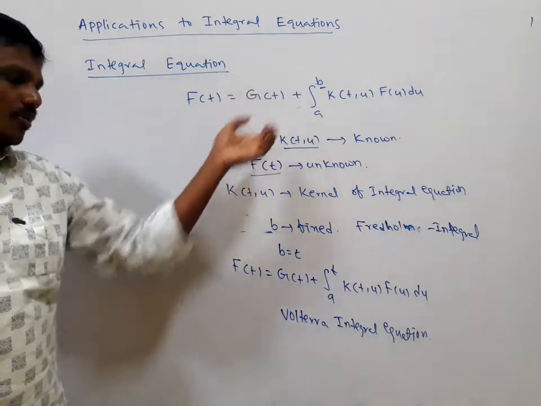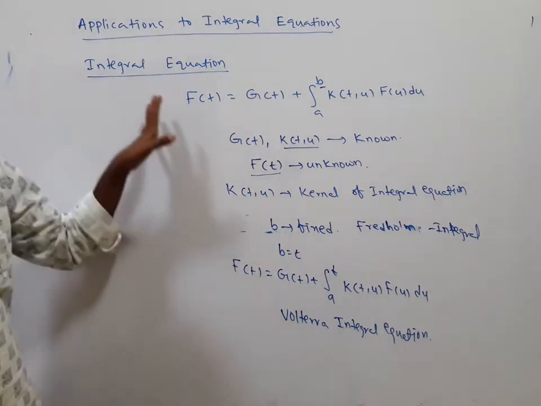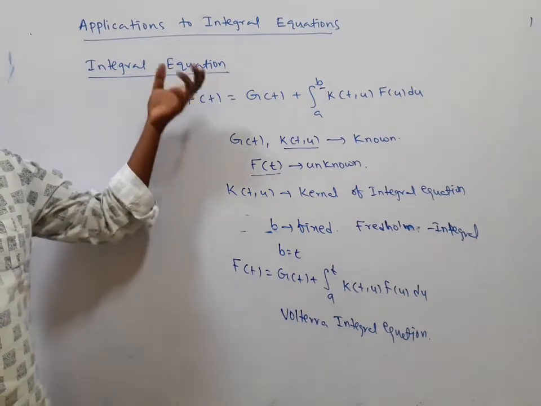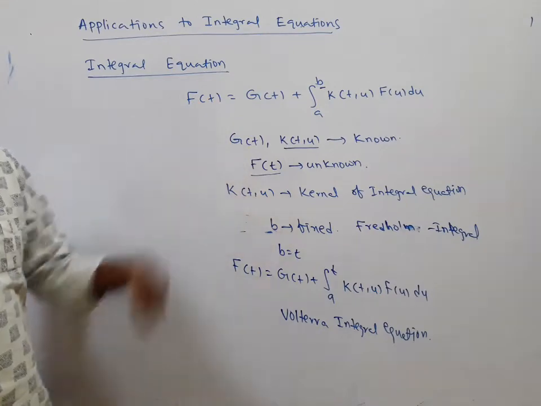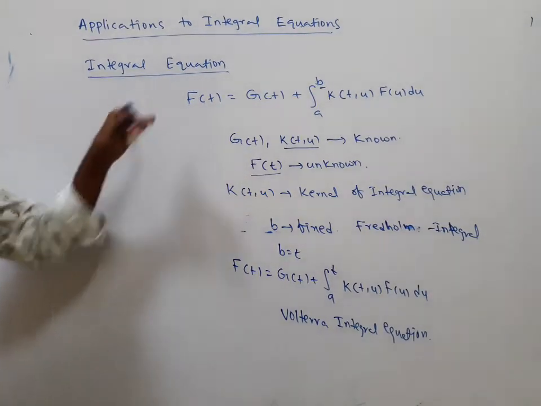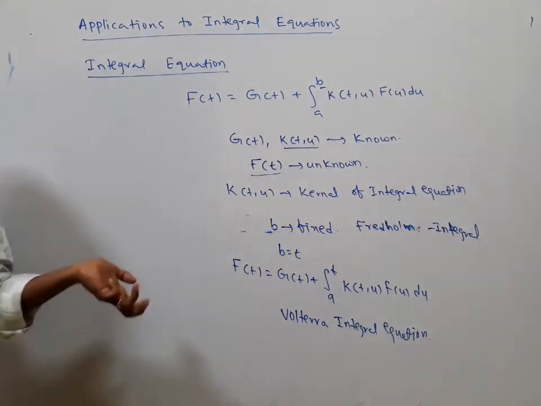The upper limit, or upper bound, is a variable, so we say that it is a Volterra integral equation. This is the introduction to the integral equation, the style of the integral equation. Next, to find the solution, it is nothing but to find f of t. To find f of t, the unknown function, we have to determine it.